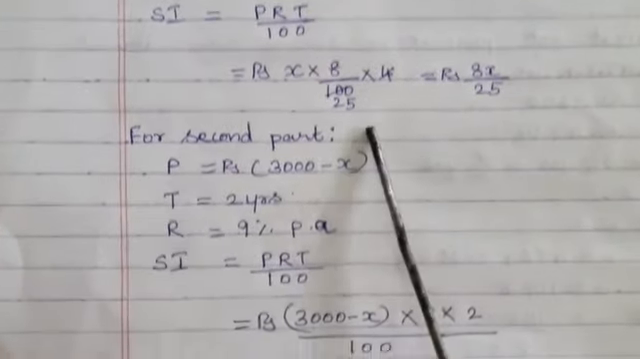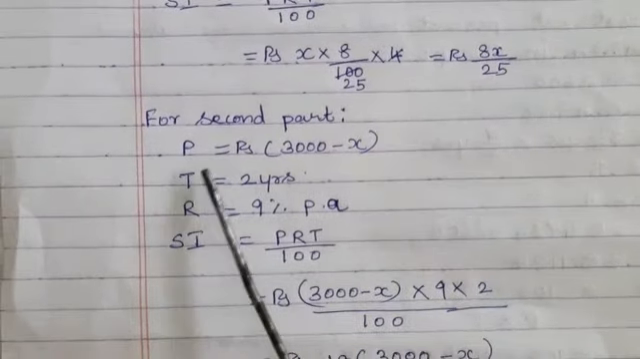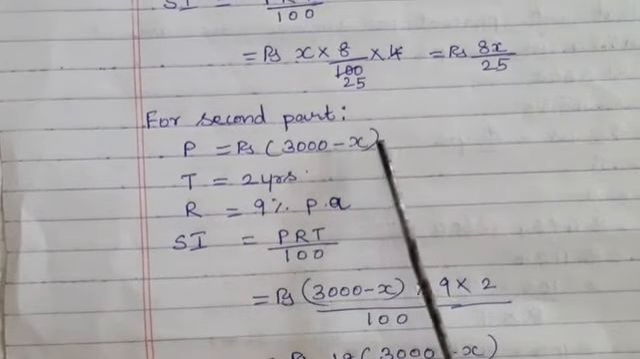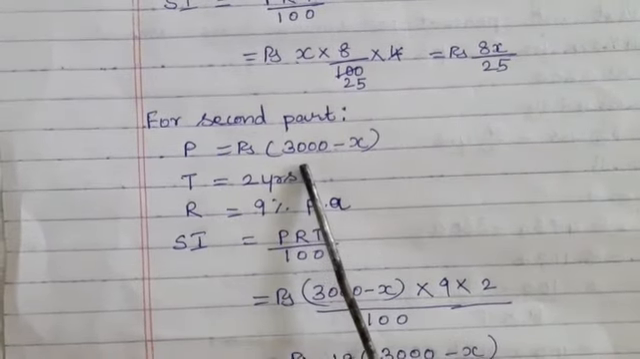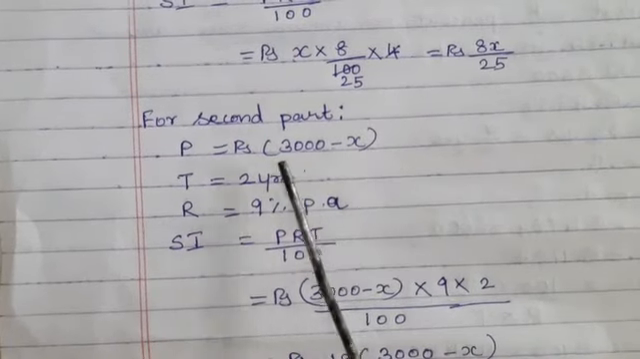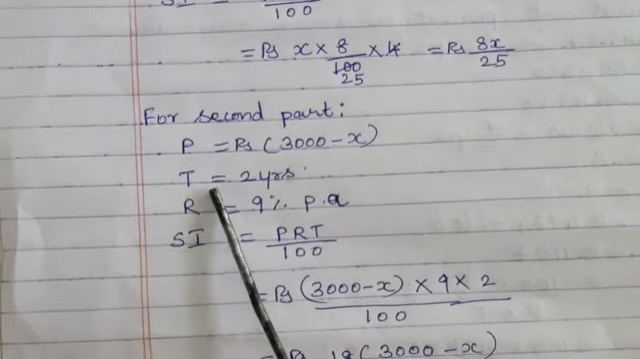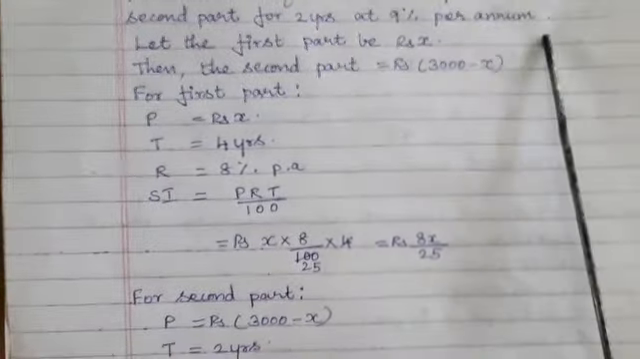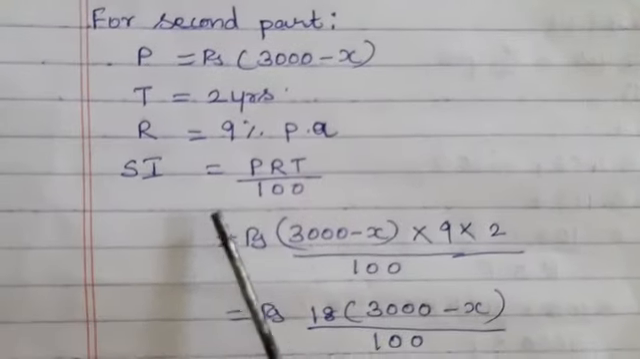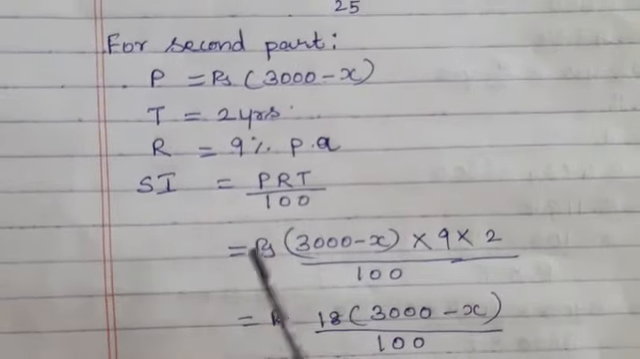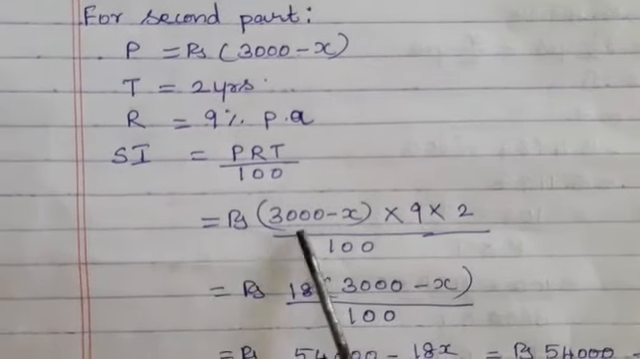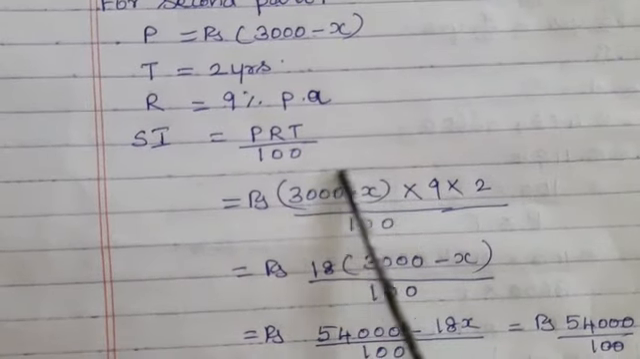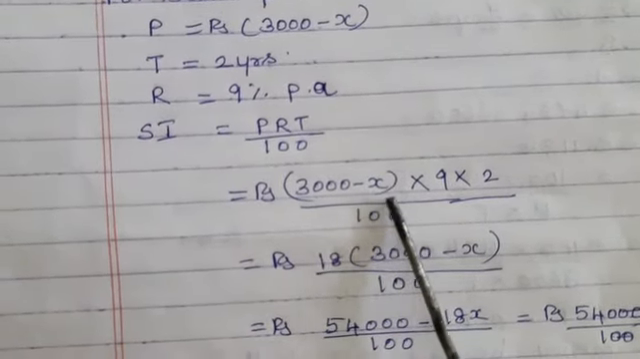Now we have to calculate the second part simple interest. What is the principal for second part? That is, we are assuming that it is rupees 3000 minus x, because the total money is 3000. 3000 minus the first part will be the second part principal. Time equal to 2 years and rate equal to 9% per annum, it is given there. So SI equal to formula PRT by 100, which is equal to rupees, principal 3000 minus x, put it in the bracket, that is very important, because in the principal there are two terms, so you will write it in the bracket only.